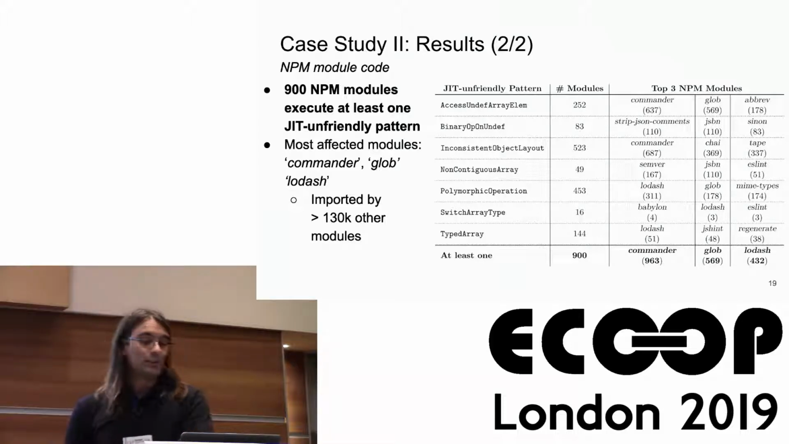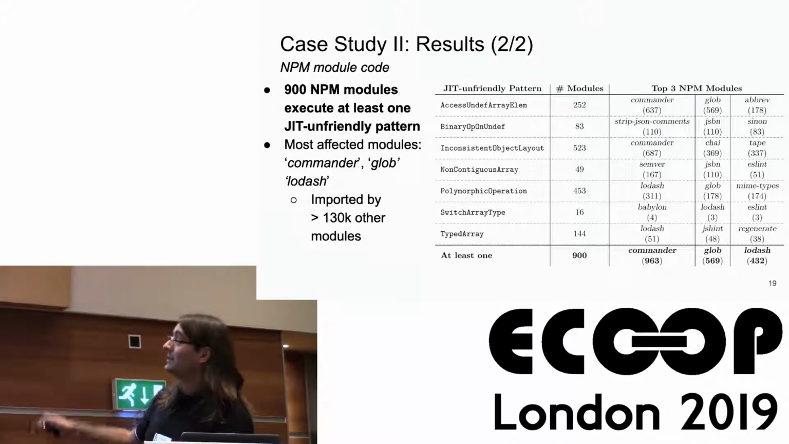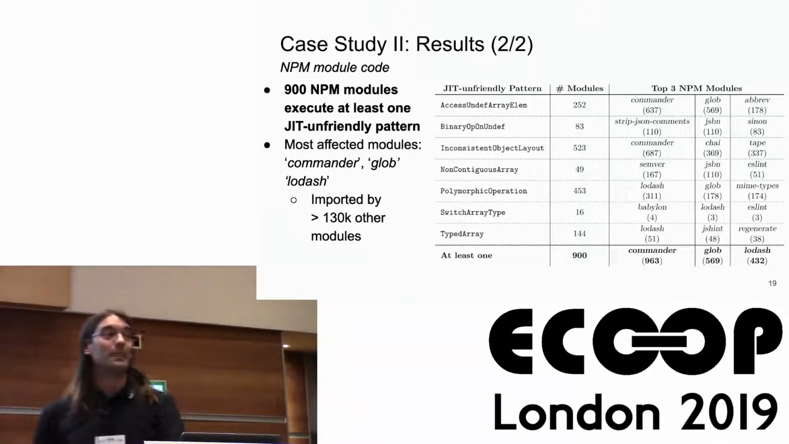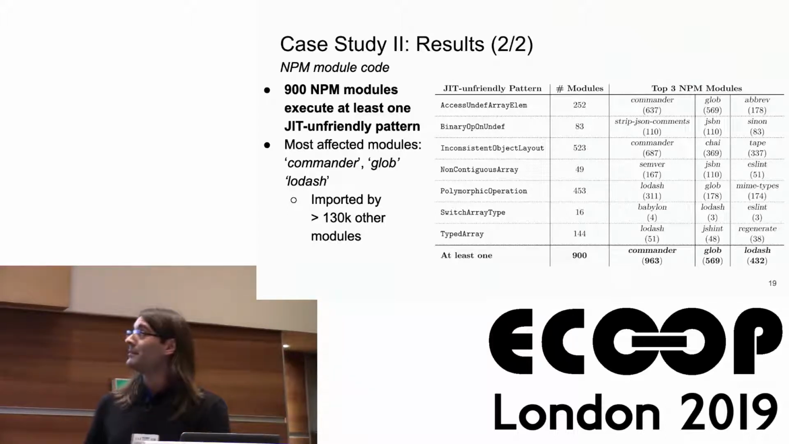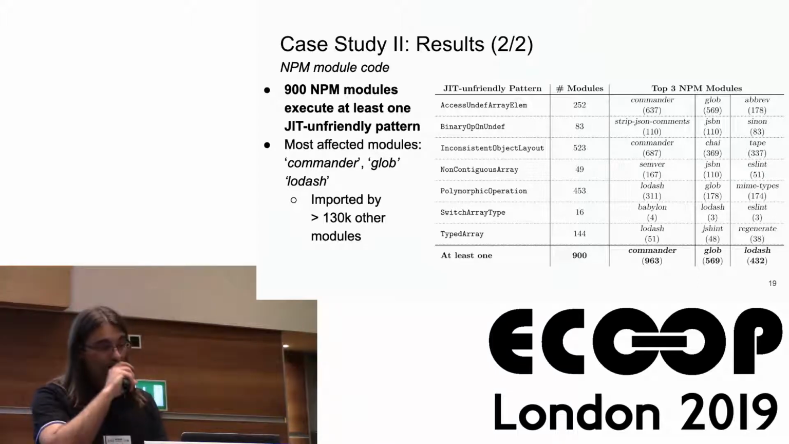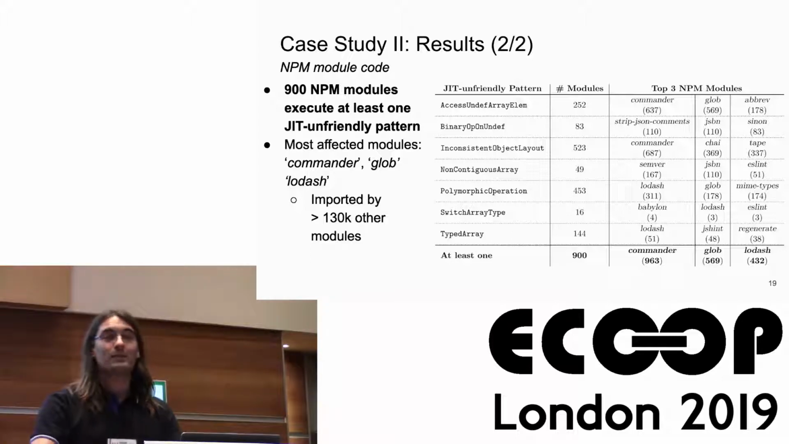The most affected modules are those three. They are called Commander, Glob, and Lodash, that you also find multiple times in the table because they are affected by multiple patterns. And we determined that these modules are imported by more than 130K other modules, which means that these code patterns can also be executed indirectly, not only in many other modules, but also in many other dependent applications.